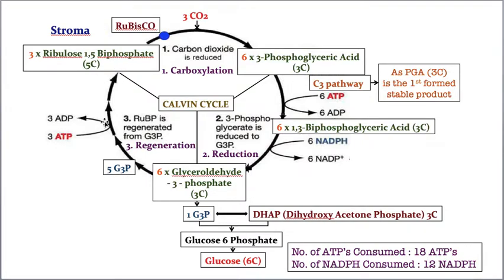बराबर हो गया ना, एकदम बराबर हो गया. Am I correct or not? So for every resynthesis of one RuBP, one ATP is utilized. That's why 3 ATPs are utilized. So the 3 ADPs are formed.